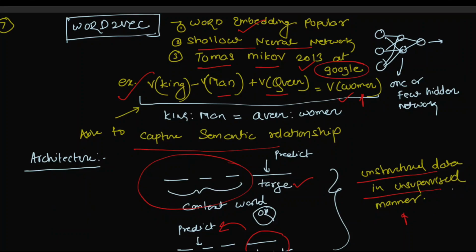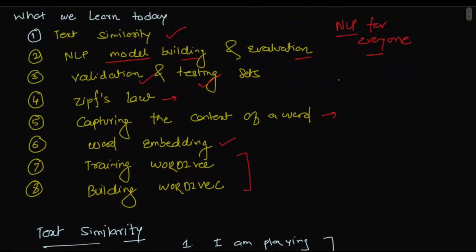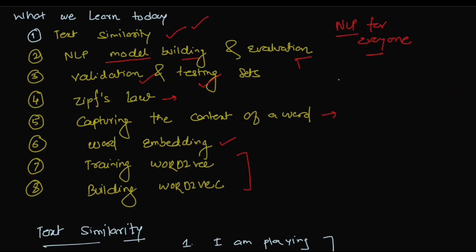So I hope you understood NLP session 4. What we have covered in NLP session 4: text similarity, NLP model building and evaluation metrics, what are the validation and testing sets, and Zipf's law. I haven't covered this in depth, but at least gave a little bit of an idea of what Zipf's law is. Then how to capture the context of a word, what is word embedding and how it helps to capture the context of a word. And the last topic I have covered is Word2Vec, which is one of the important models in word embedding.